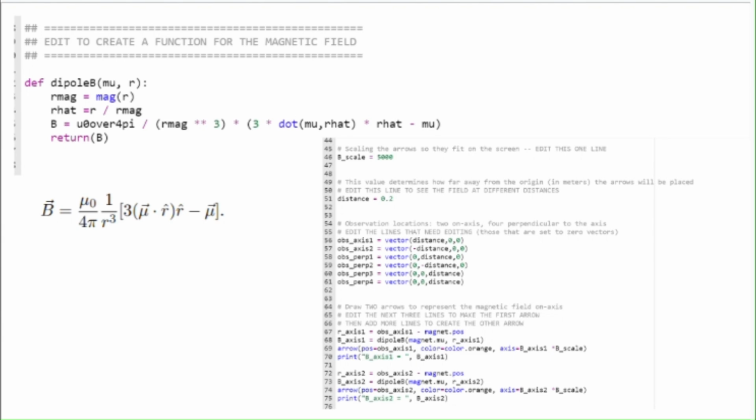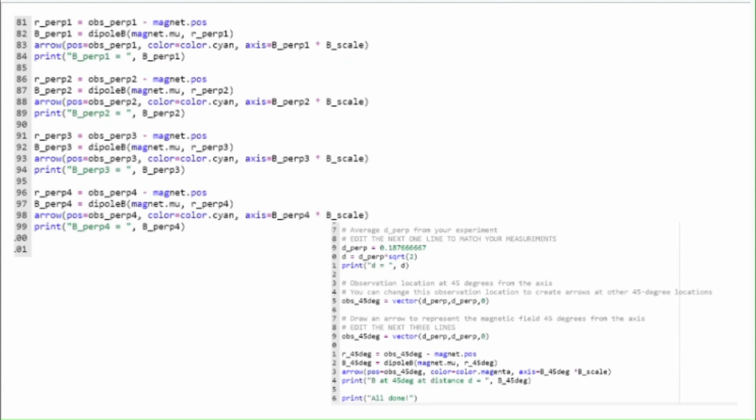Then I drew 2 arrows to represent the magnetic field on the axis. The radius for these arrows was from the observation axis at that point to the magnet's position. The 2 observation locations were at 0.2 and negative 0.2 meters away to show the field if the magnetometer was 20 centimeters away from the magnet. Next, I drew the arrows to represent the magnetic field perpendicular to the axis. This represents the field I observed measuring off-axis.